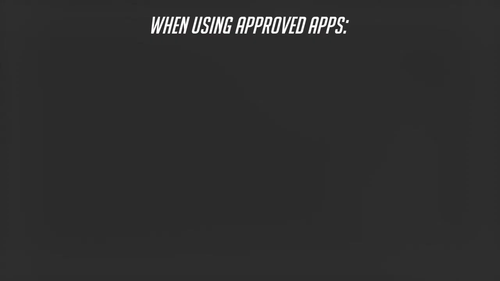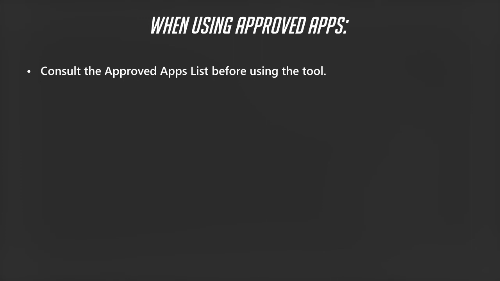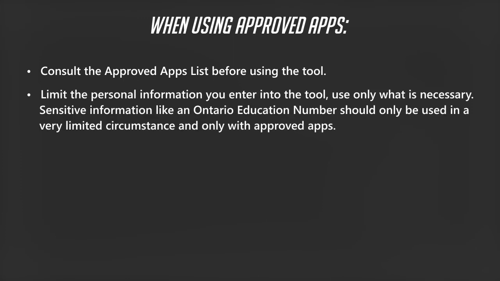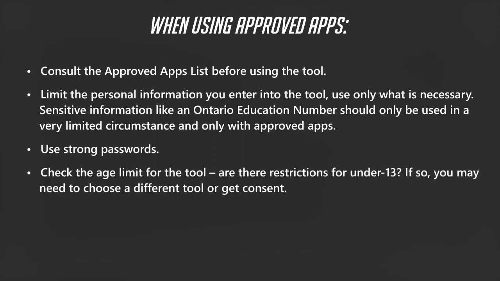When using approved apps, consult the approved apps list before using the tool. Limit the personal information you enter into the tool. Use only what is necessary. Sensitive information like an Ontario education number should only be used in a very limited circumstance and only with approved apps. Use strong passwords. Check the age limit for the tool. Are there restrictions for under 13? If so, you may need to choose a different tool or get consent.